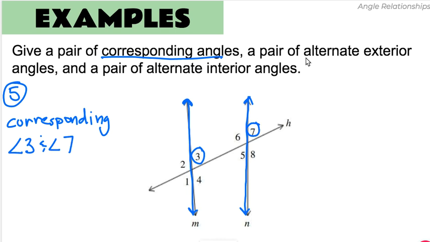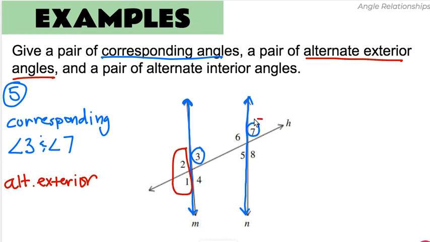Okay, so the next set we need are alternate exterior angles. So now we're looking at the outside. Now, when we're looking at interior, exterior, do you see how 2 and 1 and 7 and 8 are on the outside of the illustration? Those are our exterior angles. Remember, alternate means opposite.